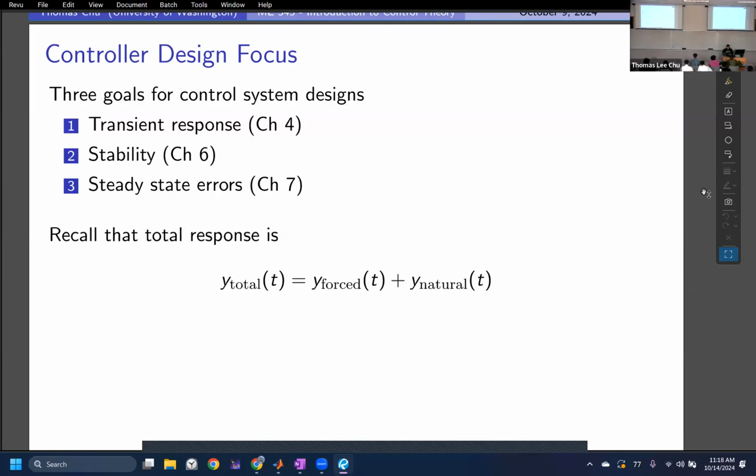One thing about feedback design specifically: we use feedback because we use error as our source of feedback, and we want to compensate for uncertainties due to modeling error. We also want to reject disturbances with feedback design, and we also want to mainly stabilize the system with feedback design. So recall that the total response is your forced response plus your natural response, forced being your input, natural being your initial condition response.